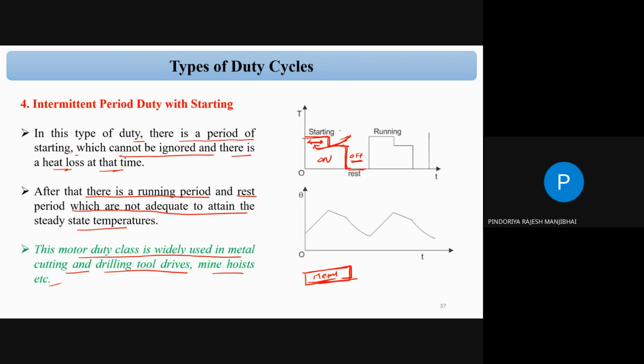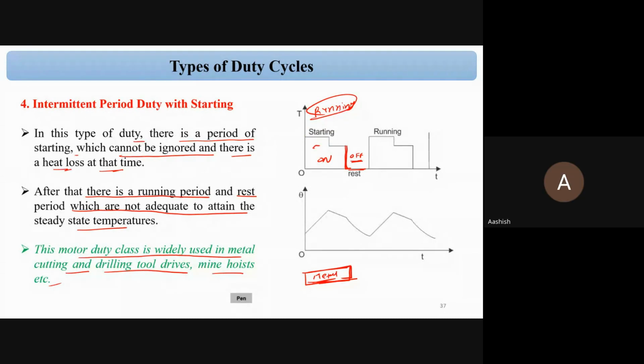Just 1 minute. So running period and the rest period, that are adequate to attain. Okay. So I have to check, and most probably this is a running, not the starting. Most probably this is a running. So I will check this one. So this one is starting, running, because yes, you are correct.